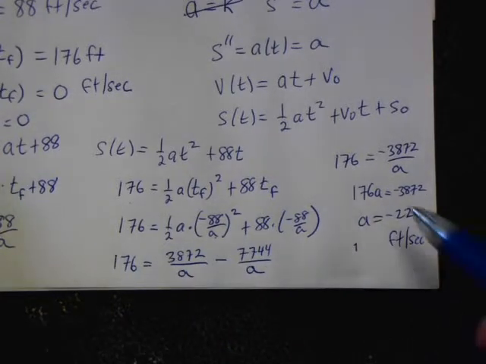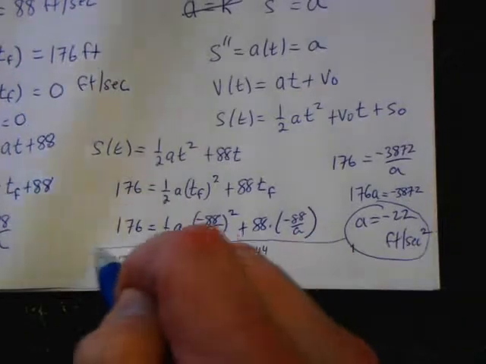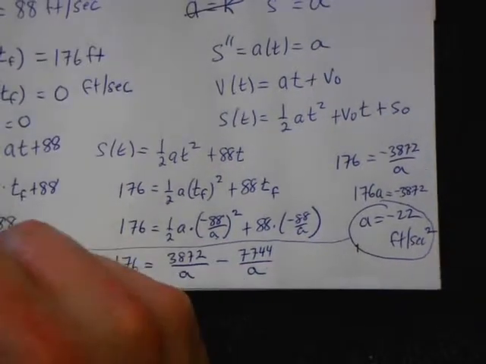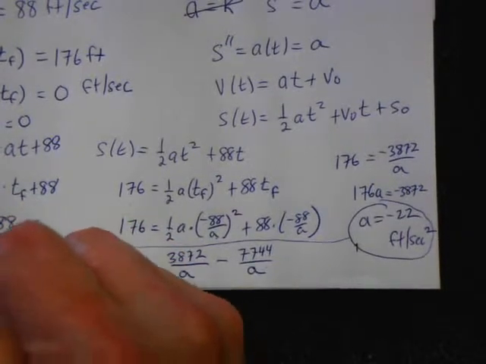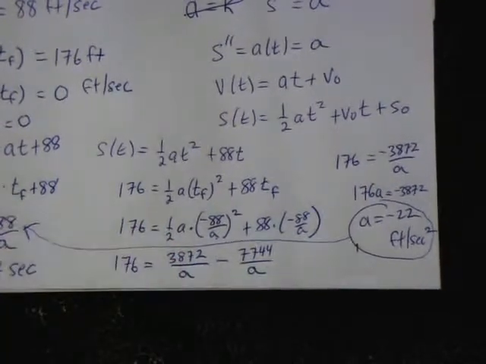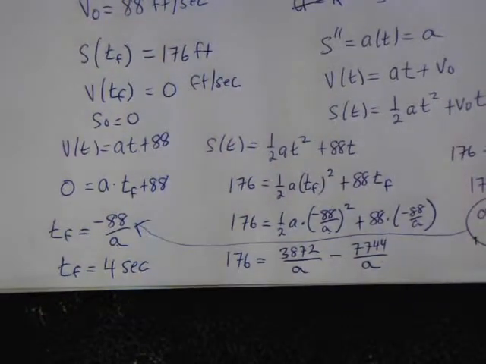And I can now take that number and plug it in there. My T final is negative 88 over negative 22, which is 4. So it took that car 4 seconds to skid to a stop. Questions on that?